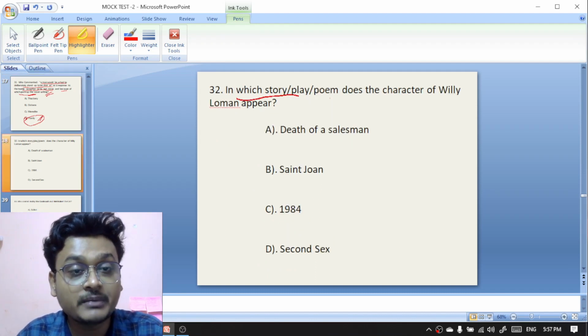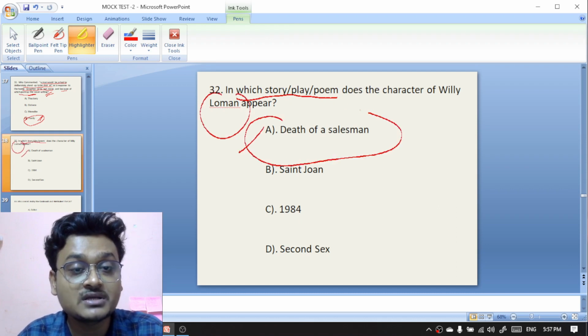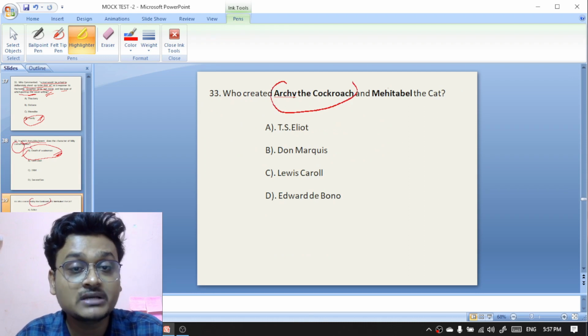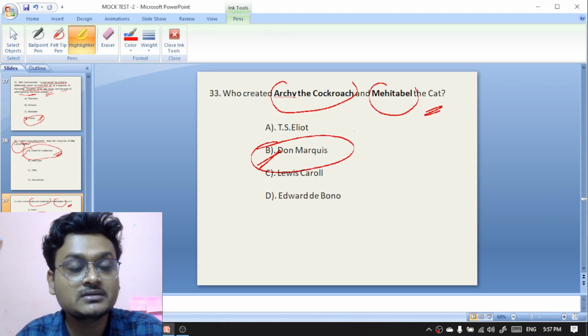In which short story, play, or poem does the character Willy Loman appear? Willy Loman appears in Death of a Salesman, Arthur Miller's Death of a Salesman. Next question: who created Archie the cockroach and Mehitabel the cat? That is Don Marquis. Don Marquis created the characters Archie the cockroach and Mehitabel.